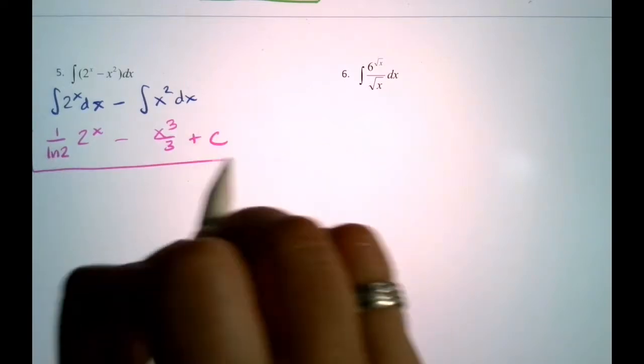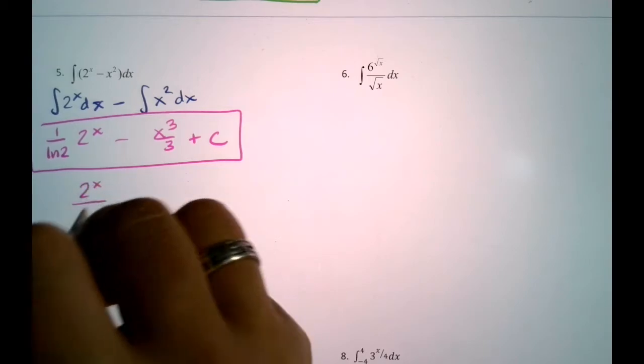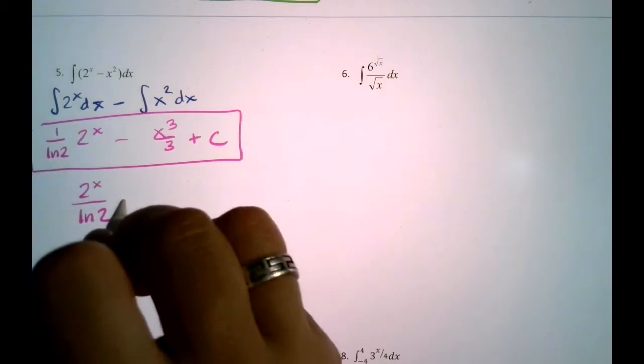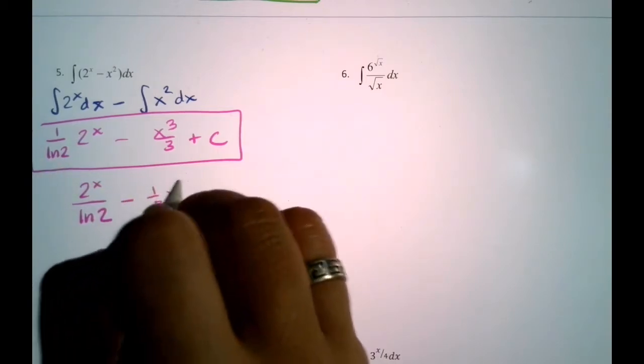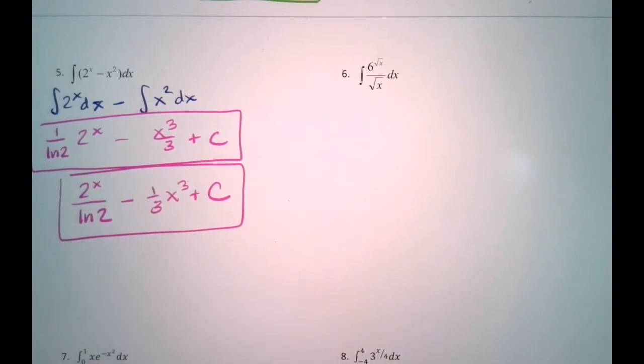This looks like a pretty good antiderivative. If you would like to write it in a different way, you certainly can. You could write 2 to the x over natural log of 2. That's the same thing going on there. And if you wanted, you could write 1/3 x to the third plus c. Okay, they're equally awesome. It's not like I prefer one over the other. It's just whatever makes sense to you on writing this.